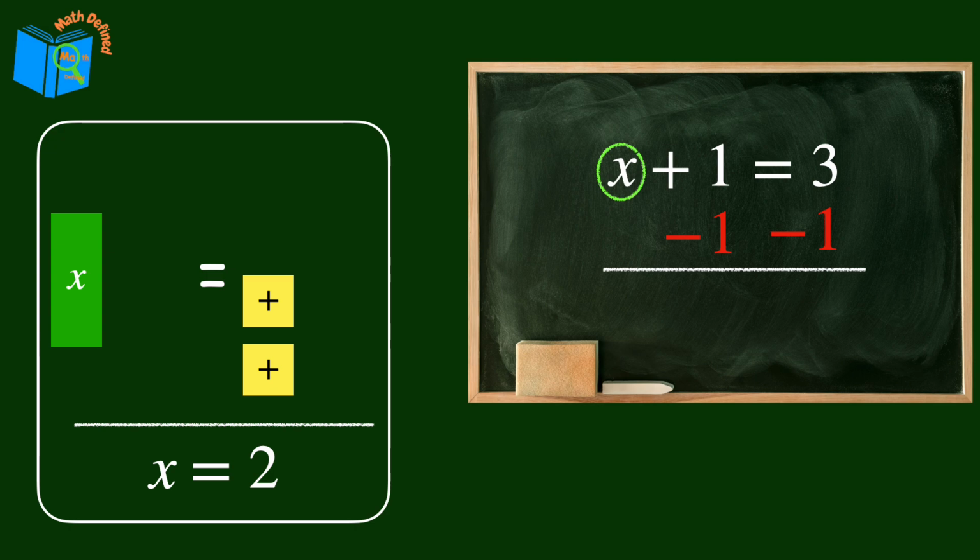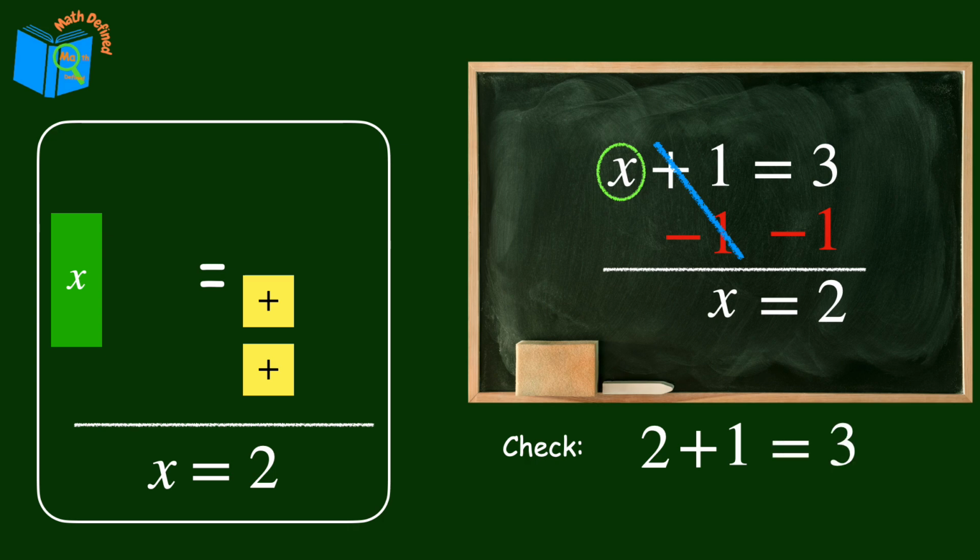On the left side, the 1's cancel each other out, leaving just the x. And on the right, 3 minus 1 is 2. So x is equal to 2. But it's always a good idea to check your answer. We do this by replacing or substituting the variable x with its solution. So the x is replaced with a 2, and we bring down the rest of the equation. 2 plus 1 is 3, so both sides of this equation are balanced.